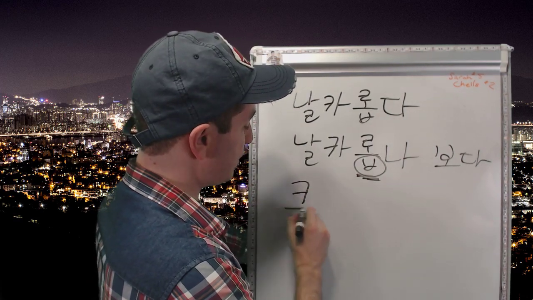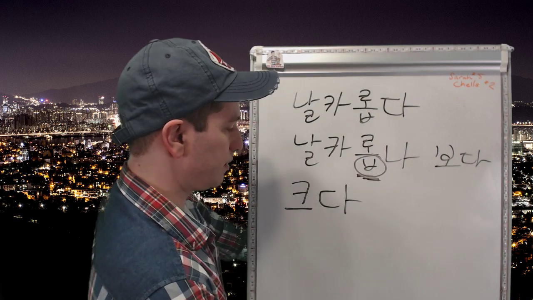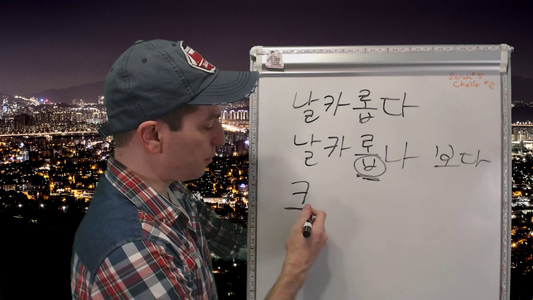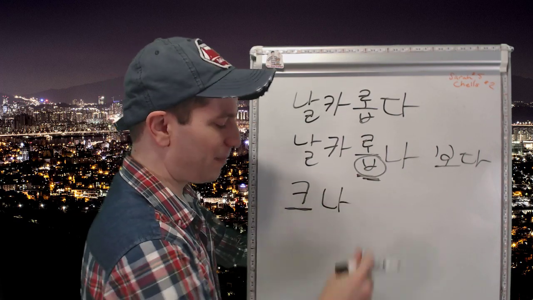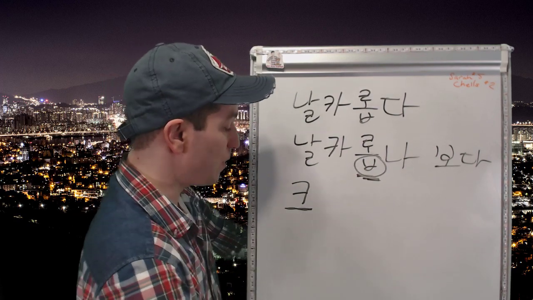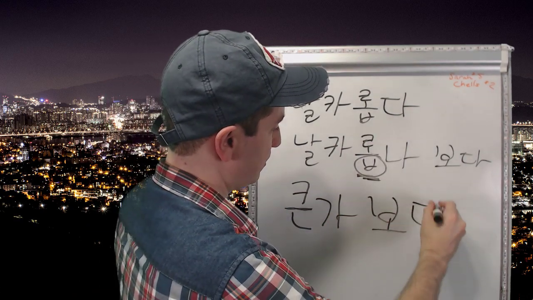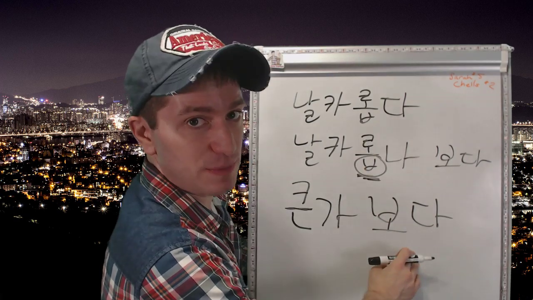However, if you have something like 크다, to be big, well, 크다, you remove the ㅡ. Okay. It ends in a vowel. You cannot say 크나, 크나봐. That sounds really weird. You have to do regular. 큰가 보다, 큰가 봐. 되게 큰가 봐. I guess it's really big.